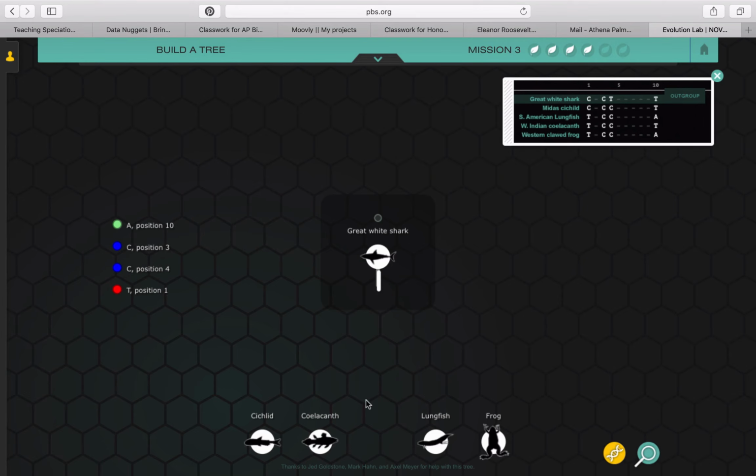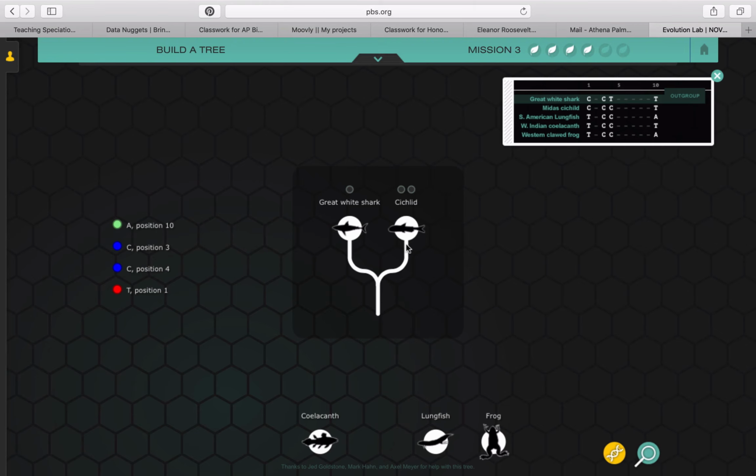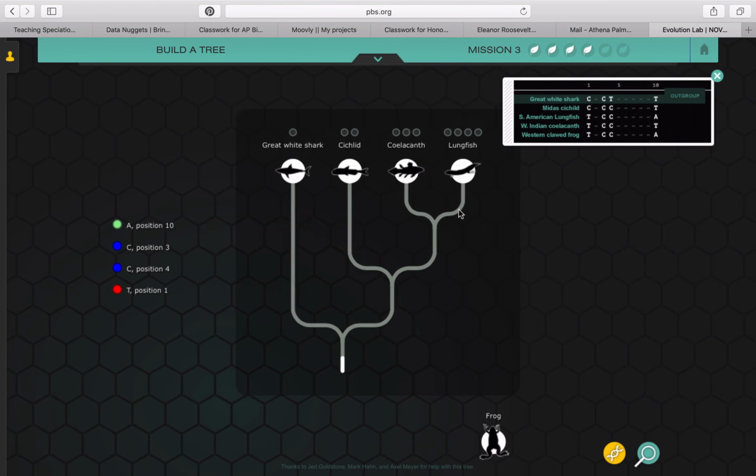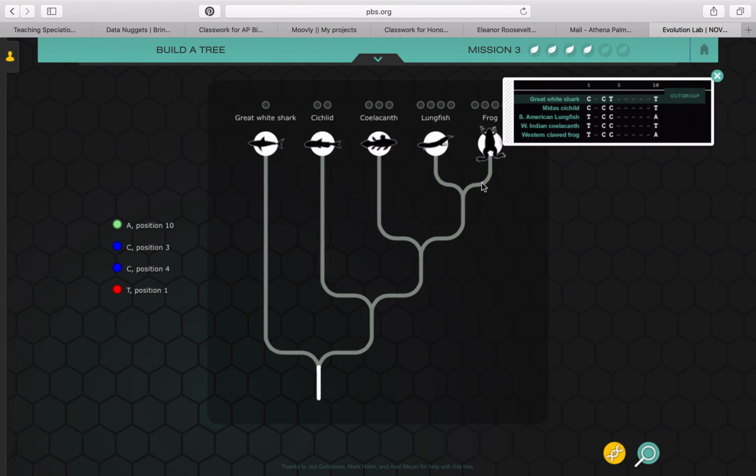After that, we start to see more differences here. So I'm going to put the cichlid next. They shared a common ancestor, then they branched off. Following them, taking a look here, the West Indian coelacanth looks very similar to the Midas cichlid, with a difference being the thymine here instead of the cytosine. So I'm going to put that one next. And then we look at the lungfish and the western clawed frog. They have the most similar DNA sequences here. So I'm going to put the lungfish next and the frog last here.